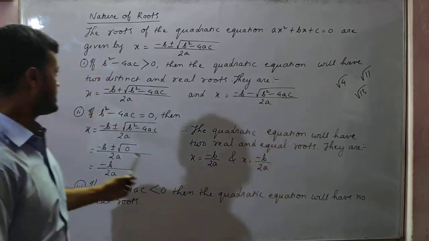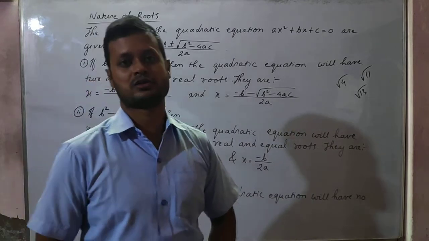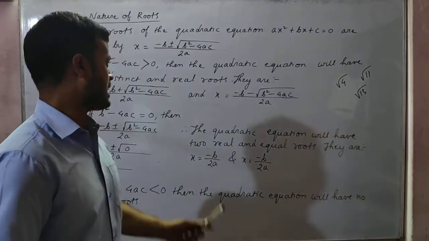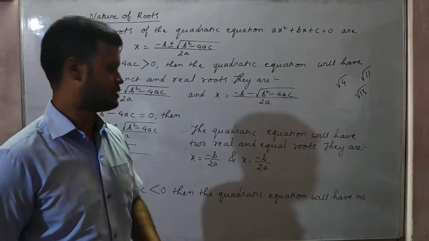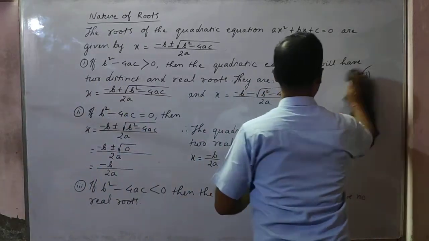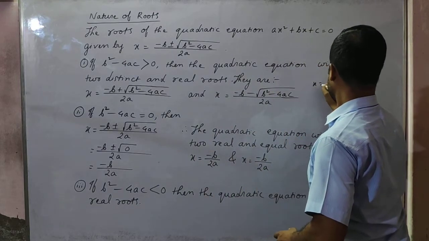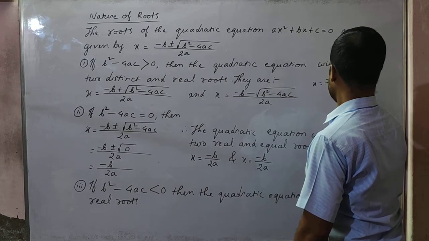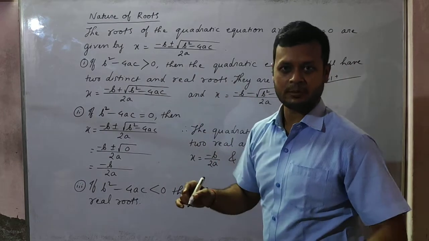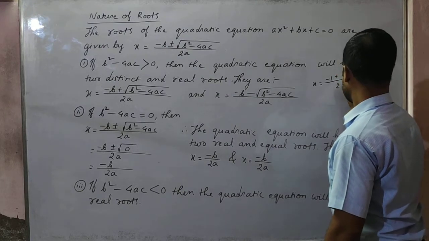Understood? Two distinct and real roots means two different roots. Two different roots will come. Here one particular root will come, here also one more root will come. Okay. Suppose one example if I give you: here minus 1 plus, and suppose b square minus 4ac is 4. Okay. Then root over 4 and below 2.